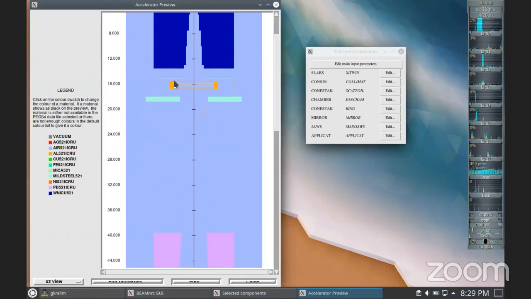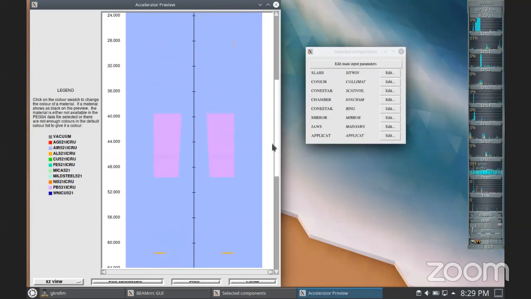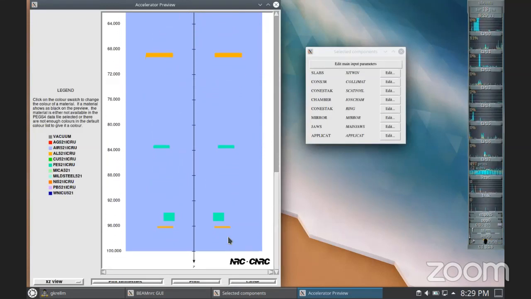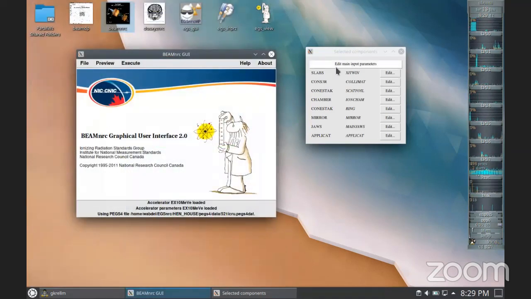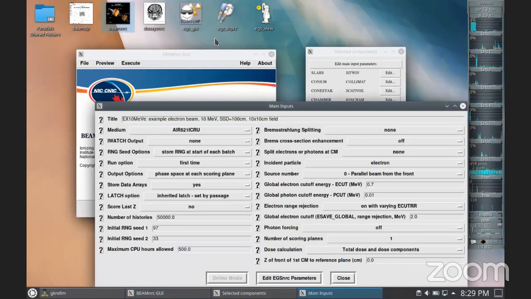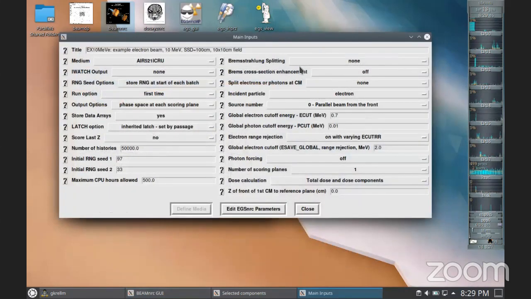So you see they have a nice chamber model, very nice, the mirror, there, this is your jaw, okay, and then you have your applicators. This is your applicators, okay. So you look at the input file, edit, okay. Of course, here they turned off photon splitting. It does not make sense to do photon splitting for an electron beam, okay.